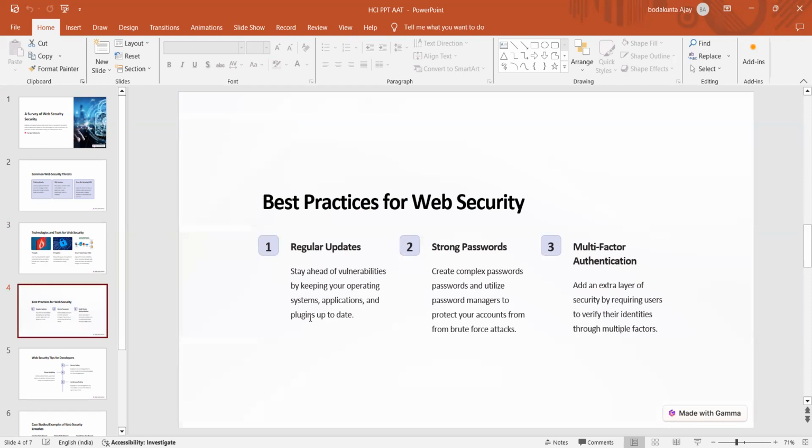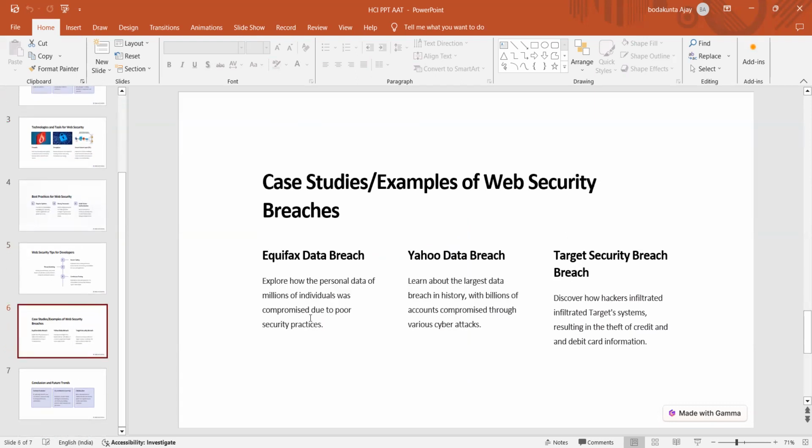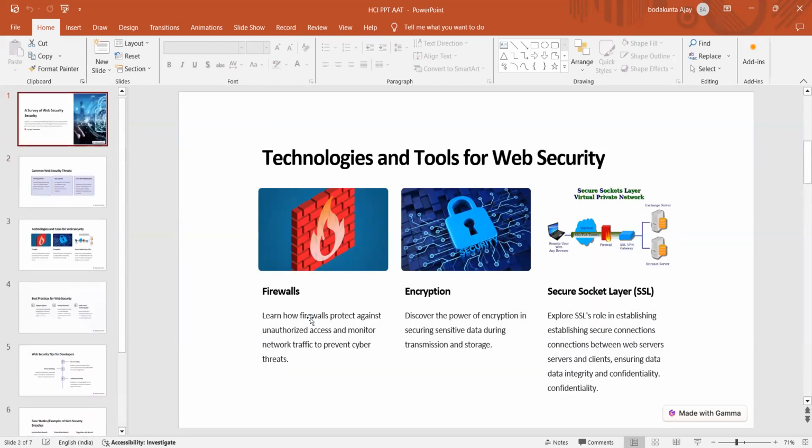Best practices for web security are regular updates, strong passwords, and multi-factor authentication. The best tips for developers are secure coding, threat modeling, and continuous testing. Some of the case studies of breaches are the Equifax data breach, Yahoo data breach, and Target security breach, and the future scope is constant evolution, AI and ML, and collaboration. So this is about web security.